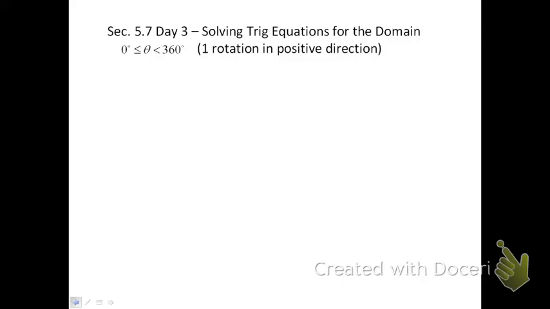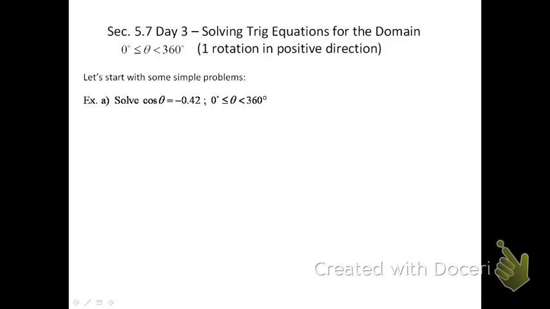For today, the domain you'll be solving on is 0 degrees is less than or equal to theta is less than or equal to 360 degrees, or one rotation in the positive direction around the unit circle. So let's go ahead and get started. We'll start with some simple problems first.